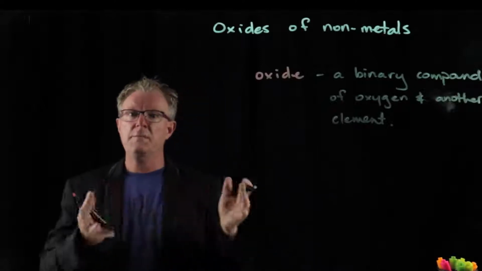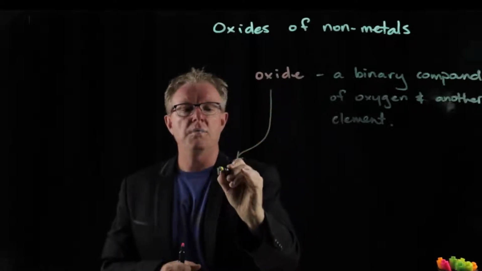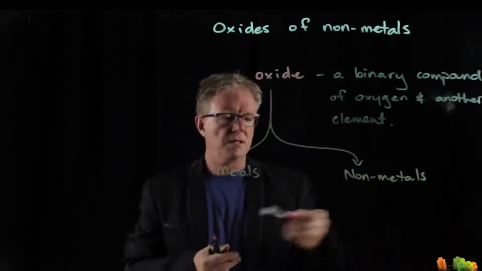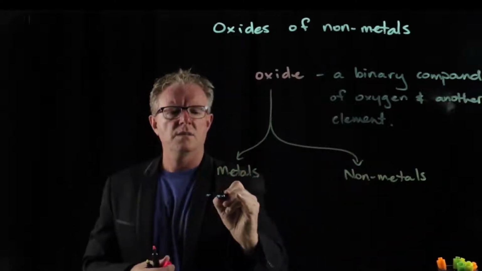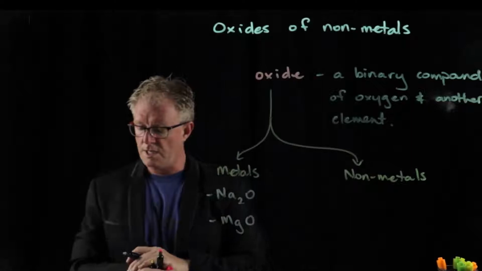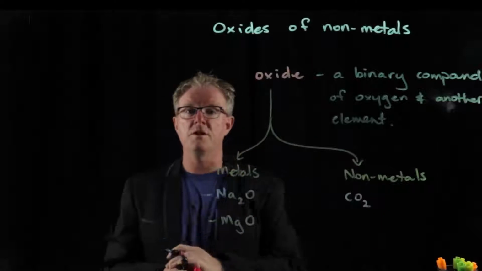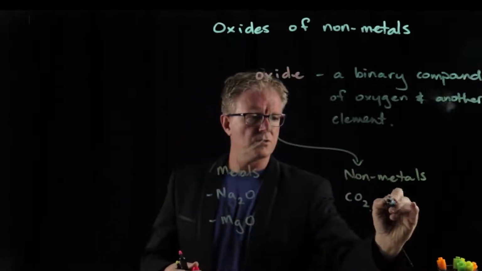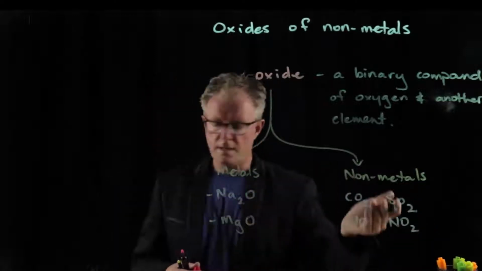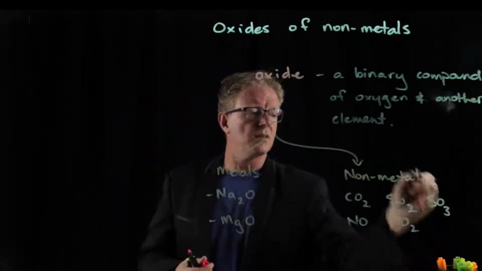Now, if we were to think about this in terms of a flow diagram, we could say that the oxides could be metals and non-metals. If we think about the metal oxides, then we might have sodium oxide, magnesium oxide. Then if we think of some of the non-metals, we have carbon dioxide, which is a very familiar one. We have sulfur dioxide, nitric oxide, nitrogen dioxide, and some of the main ones, and we could also put sulfur trioxide in there as well.